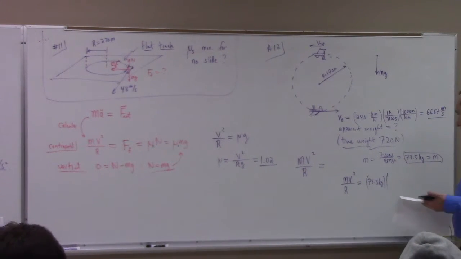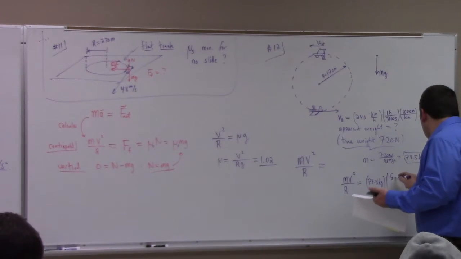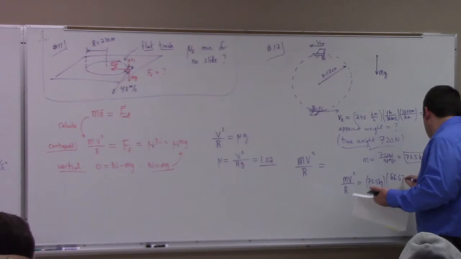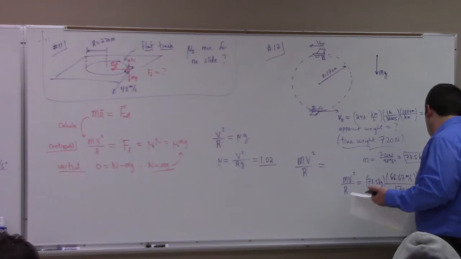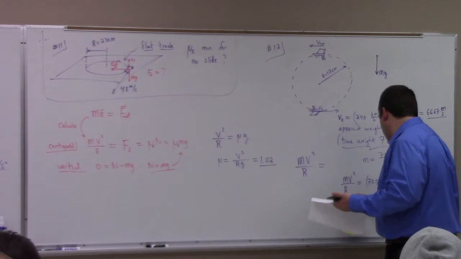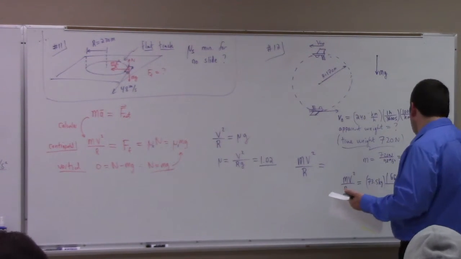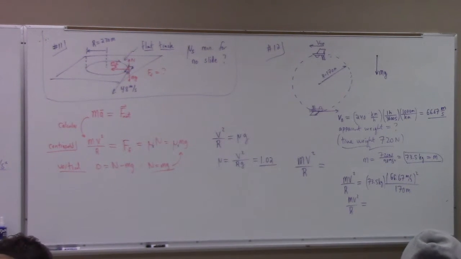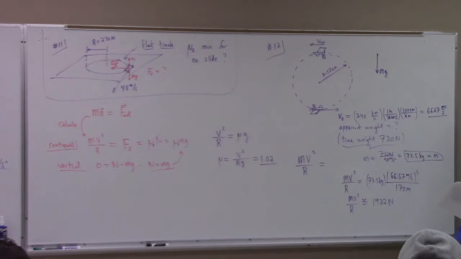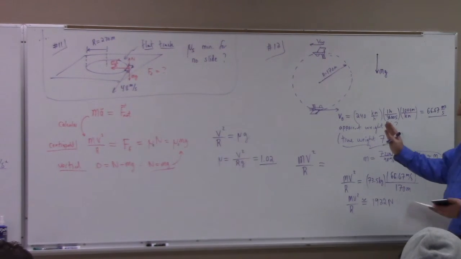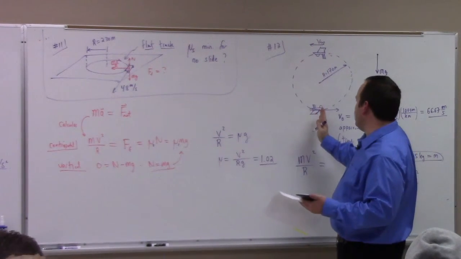Roughly speaking. And so the centripetal force that must be at work here is 66.67 meters per second quantity squared, and I have to divide by 170 meters. What's the centripetal force I get? Let's say 1,000. I get 1,922, give or take. Okay. So that's the center-seeking force, right? That is keeping this plane going in a circle.